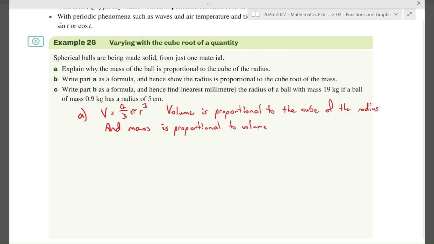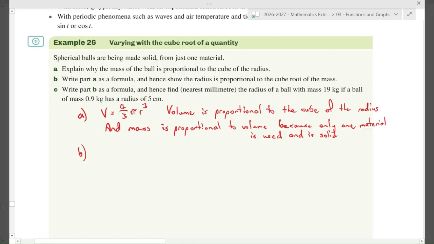Now, there is a particular reason that we can state that, and it's in the question. It's made from one material. If it was made of different materials, that would change it. It wouldn't necessarily work proportionally. So that is it. It's a little bit of word salad, but that's all right. You won't have to do word salad too much.